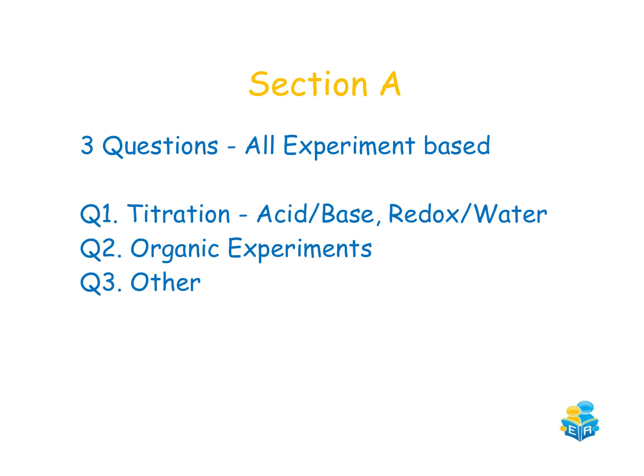So as I said, with section A, they are all experimental questions. Section A is where you will see all of your experiments pop up. Some of them may appear in section B, but in section A they can only really ask you on experiments, and they're going to be long questions on experiments. The first question, question 1, is always a titration, and with that it could be an acid-base titration, or a redox titration, or a water titration.